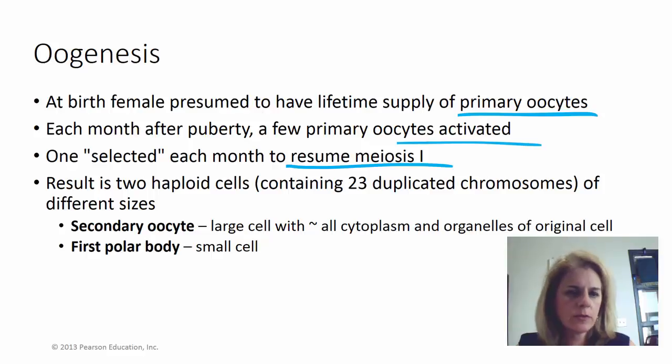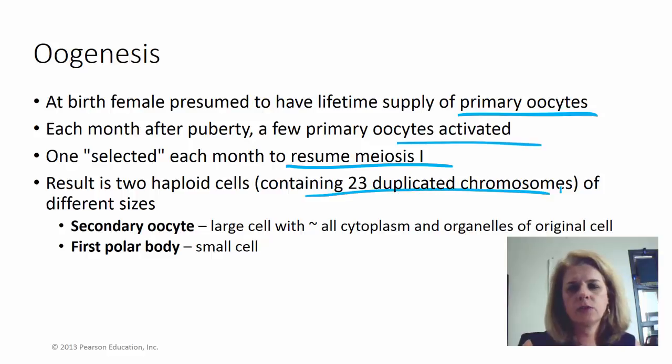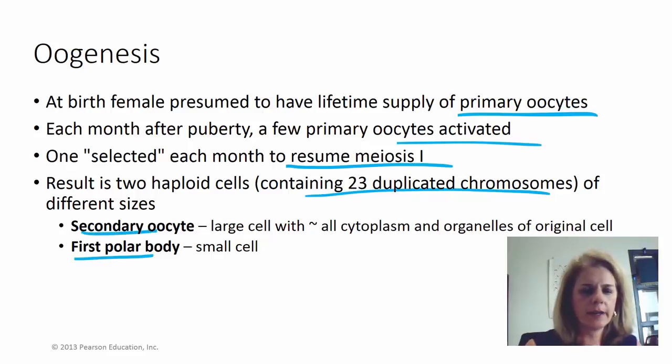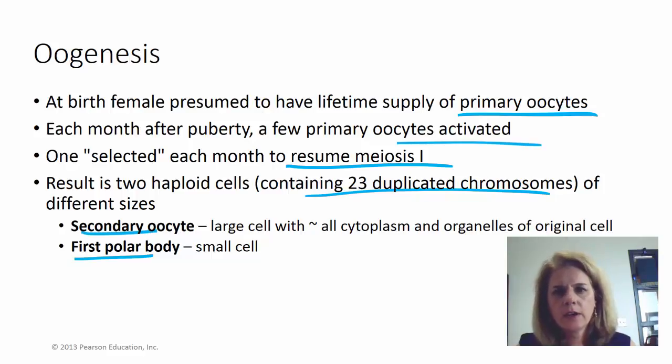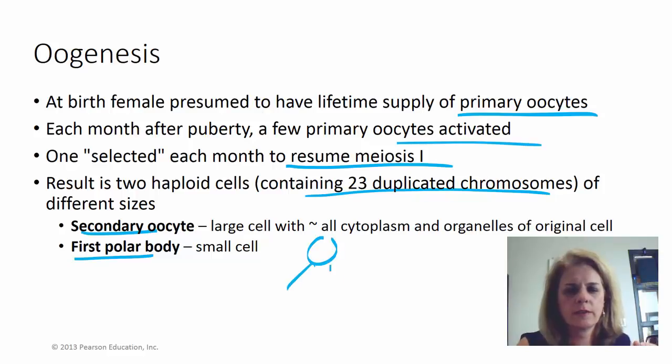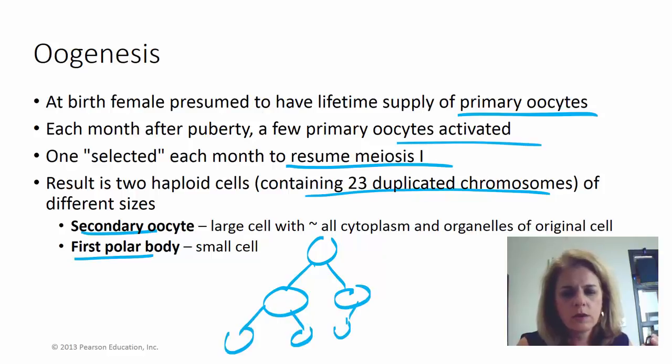And so what happens after meiosis 1 is you get 2 haploid cells, which means they contain 23 duplicated chromosomes. And these cells are called the secondary oocyte and a polar body. All right? And so the secondary oocyte is a really large cell that keeps all the cytoplasm and all the organelles. And the polar body really just kind of spits out the genetic material and very little cytoplasm. This is different than sperm, okay? So when you have the sperm, it's going to divide to 2 equal size cells and then divide again so that you get 4 sperm.